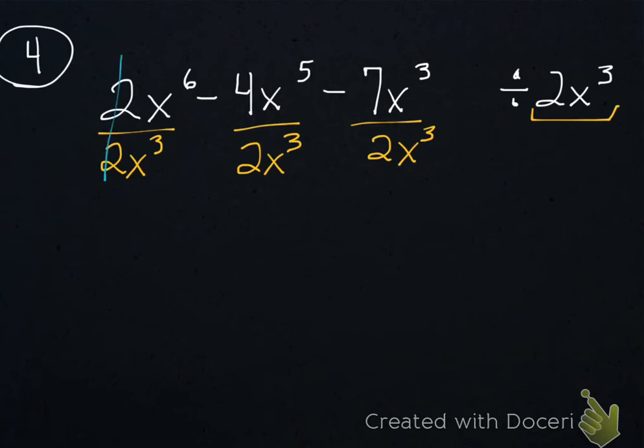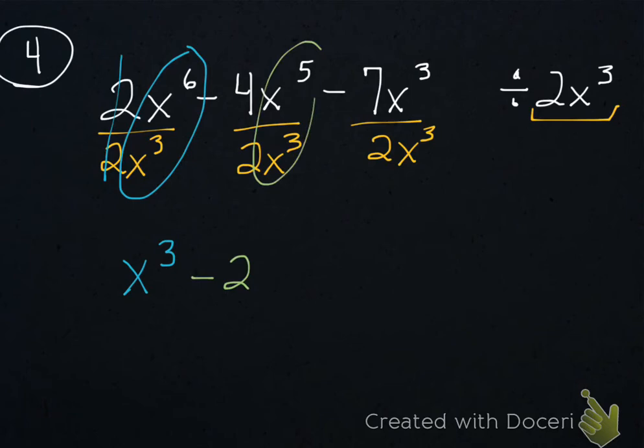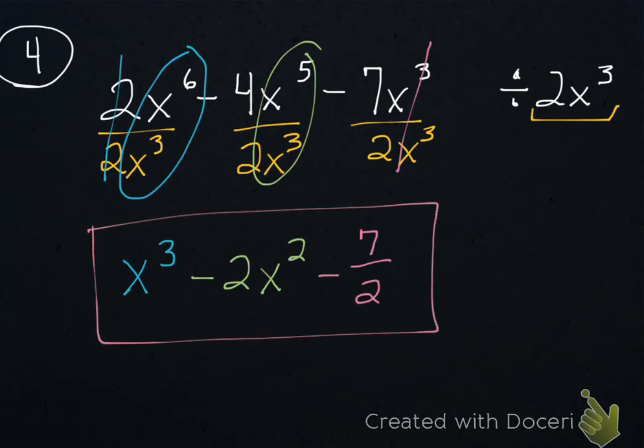The 2's cancel. X to the 6 divided by x cubed is x cubed. 4 divided by 2 is negative 2. X to the 5th and x cubed gives me x squared. In the last term, my x cubes cancel, and I'm left with minus 7/2. Notice you get the exact same answer either way. This only works because we had a monomial.